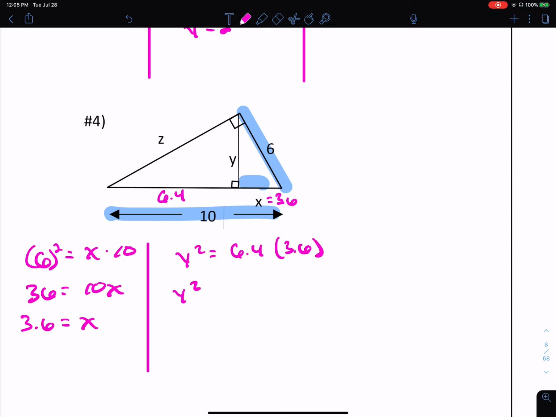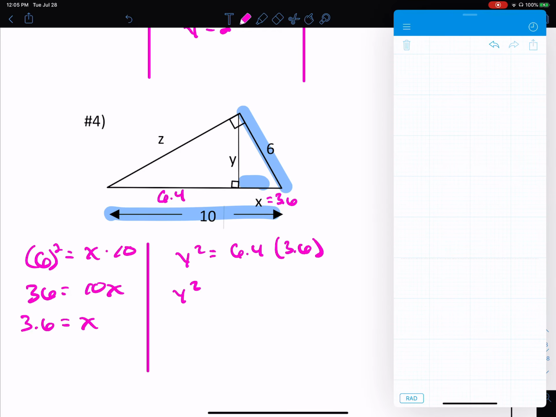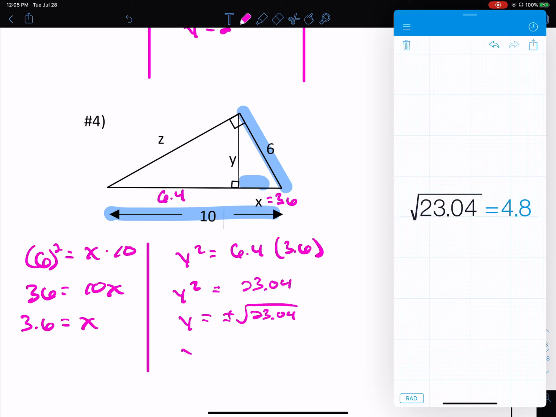Now here's an example of, I don't want to get too meta on you here. 3.6 and 6.4 are technically perfect squares, but when there's decimals involved, I won't hold you to that. So if there's decimals involved, go ahead and multiply this out. So y is going to be plus or minus the square root of 23.04, and the square root of 23.04 is 4.8. Looks like it's going to be some scary number, but it's not. This is not rounded. That's the exact answer.